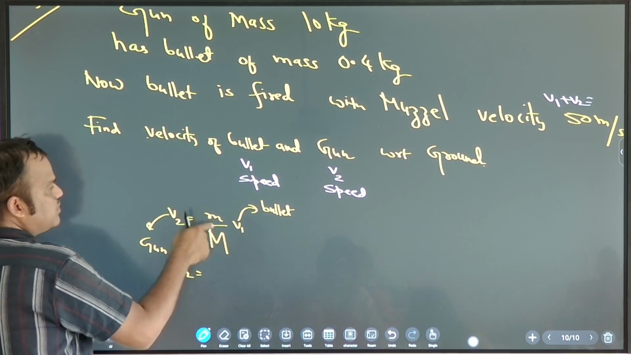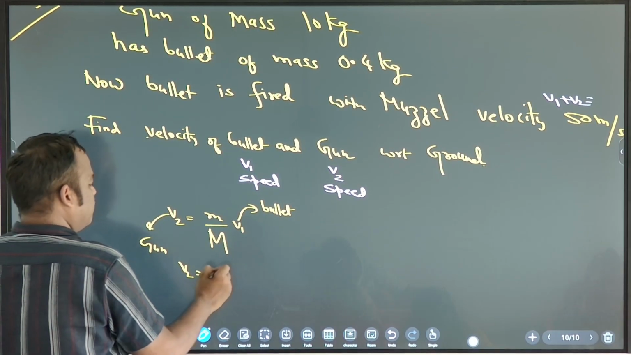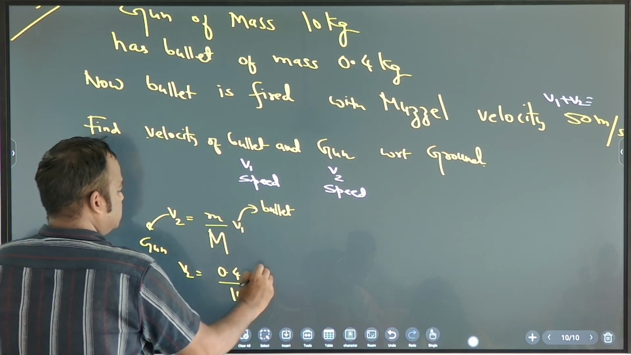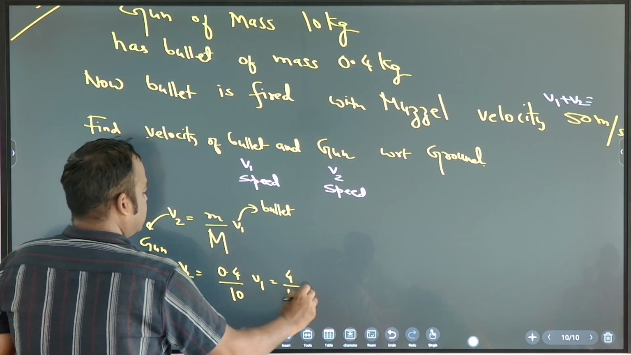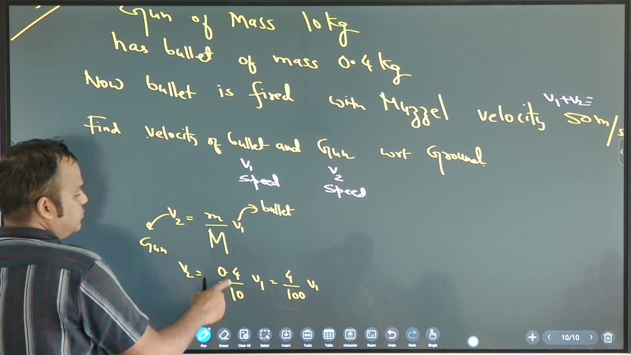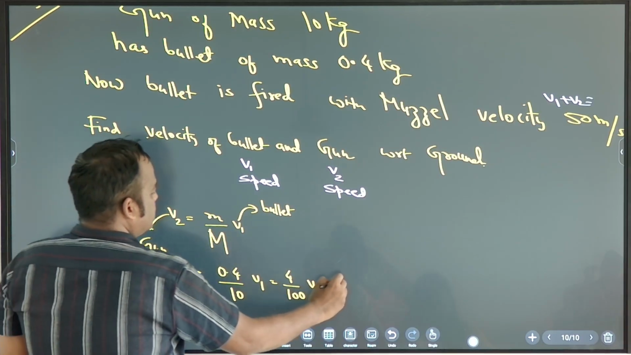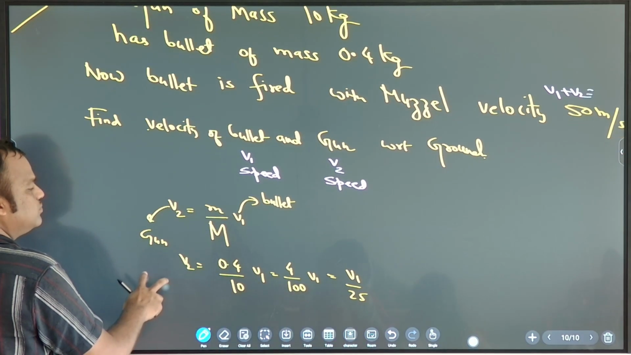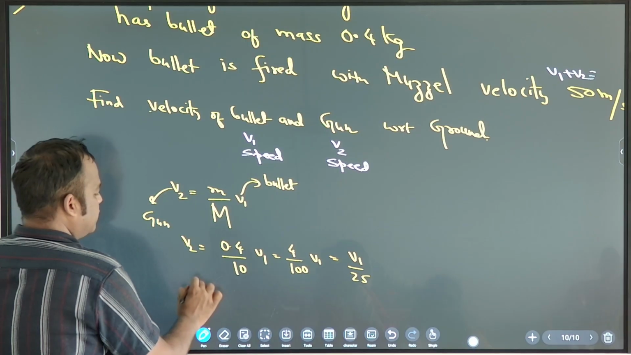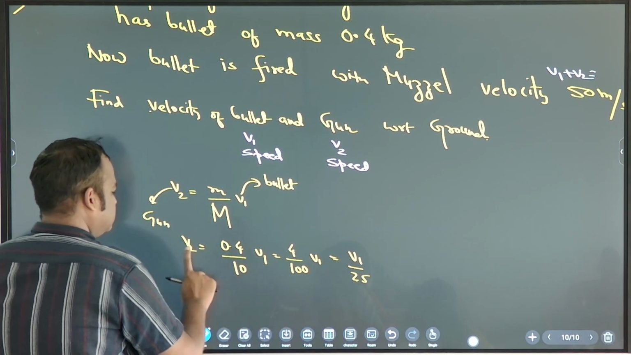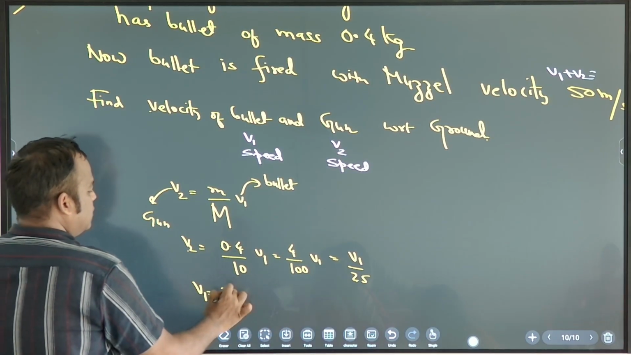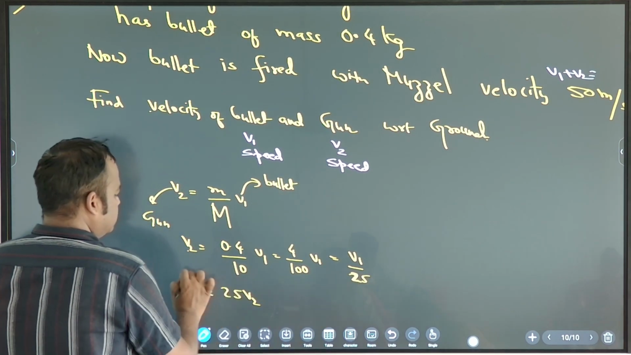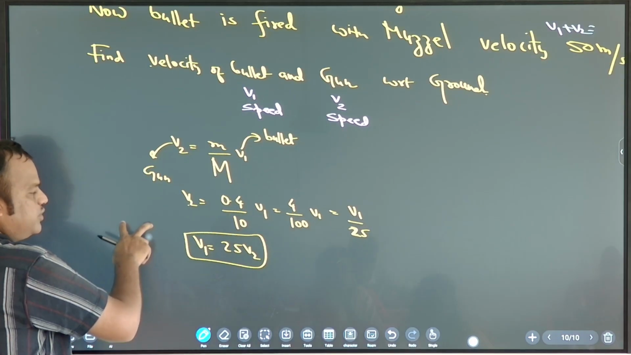Now put m by M here. Small m is 0.4, capital M is 10. Good. So this will be 4 by 100, which is v1 by 25. So v1 is 25 v2.